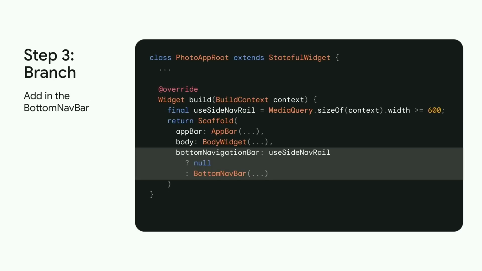Adding branching into the scaffold is a bit trickier than just a conditional because of how much the scaffold can do. To support the bottom nav bar, we'll use a ternary operator in the scaffold's bottom navigation bar param, and this will add the bottom nav bar if we aren't using a side nav rail, or set the bottom nav to null if we are using a side nav rail.